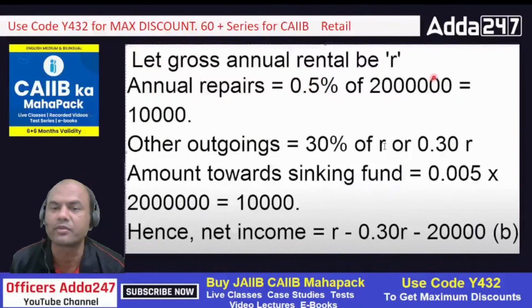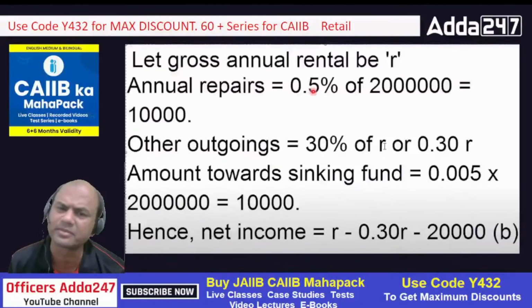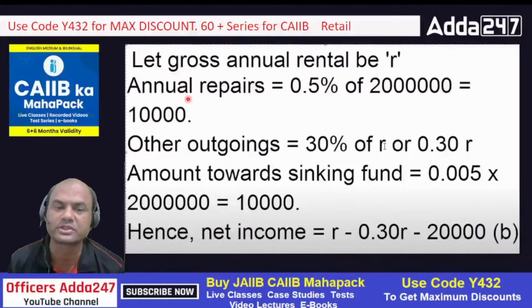Just calculate it, everyone. I might be wrong. In the haste of doing the calculations, even the best batsman gets out on a simple ball, isn't it? Same logic applies over here. So 0.5% of 20 lakhs equals 10,000. Got it?